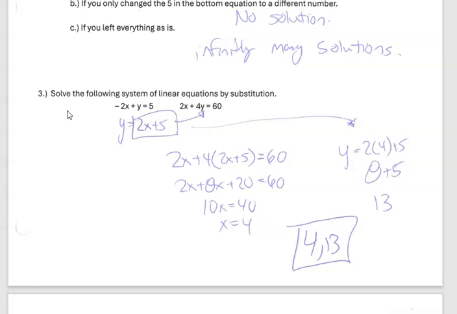When you do that, you just need to make sure that you're distributing the 4. When you distribute that 4, now you only have x's. You're able to solve. You get x equals 4. Sub it back in to either equation, and you get 13. So (4, 13) is the only point that would make both of them true. Same answer you'd get if you'd solve by elimination or by graphing.